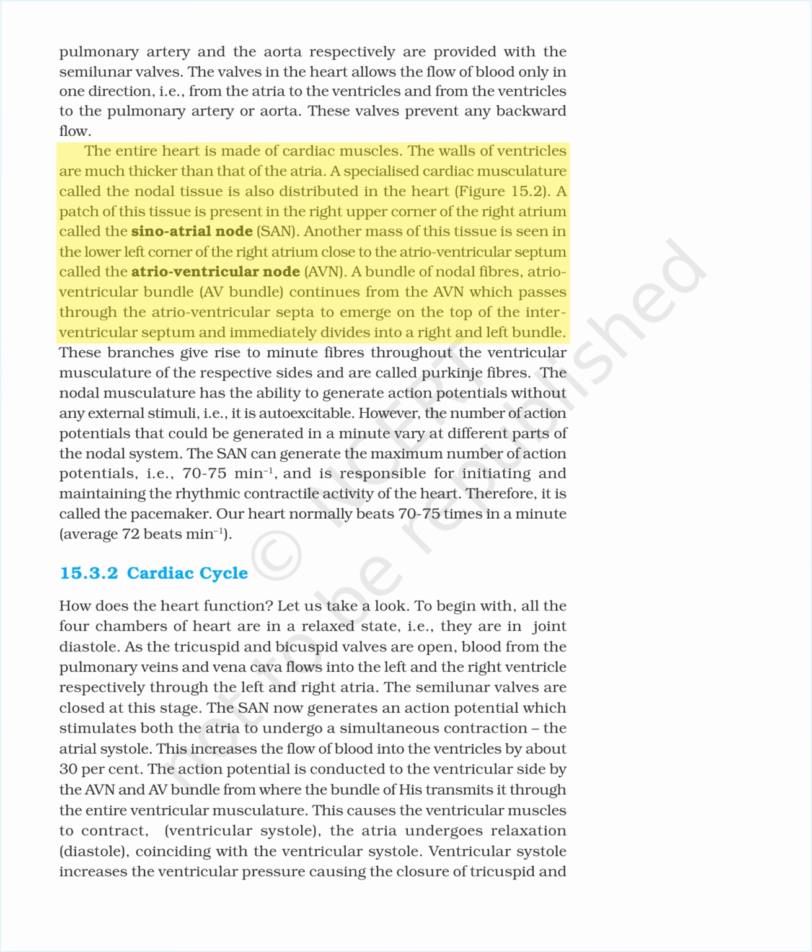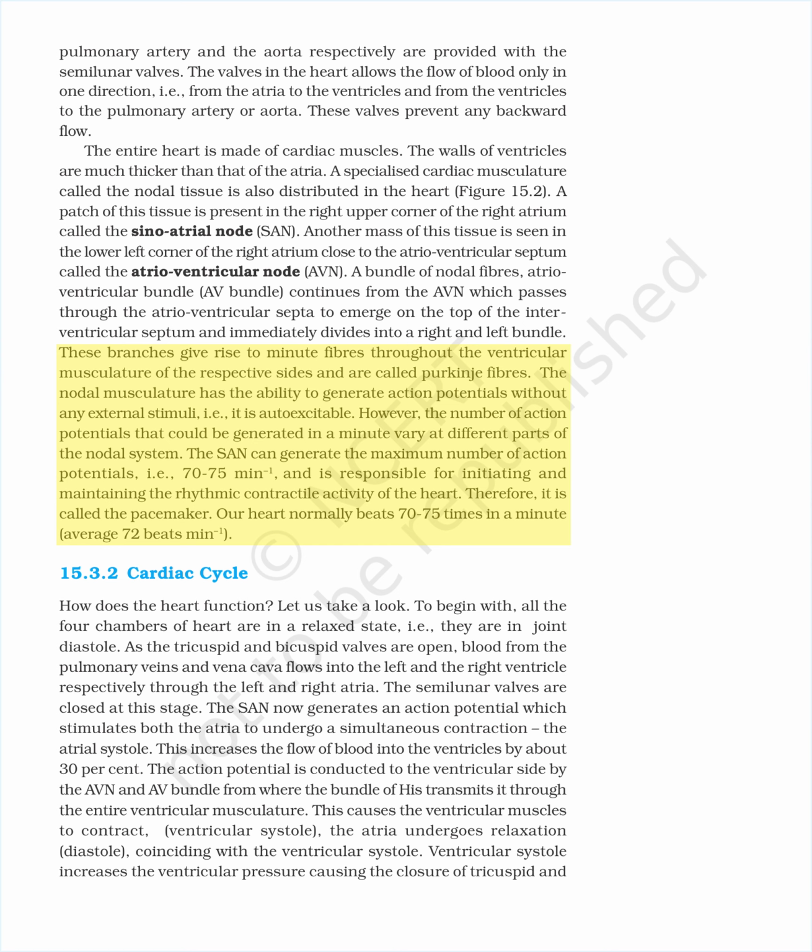A bundle of nodal fibers, the atrioventricular bundle, AV bundle, continues from the AVN, which passes through the atrioventricular septa to emerge on the top of the interventricular septum and immediately divides into a right and left bundle. These branches give rise to minute fibers throughout the ventricular musculature of the respective sides and are called Purkinje fibers.